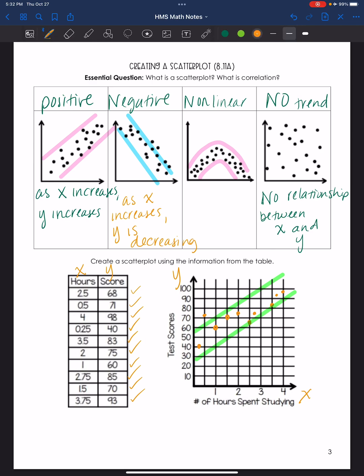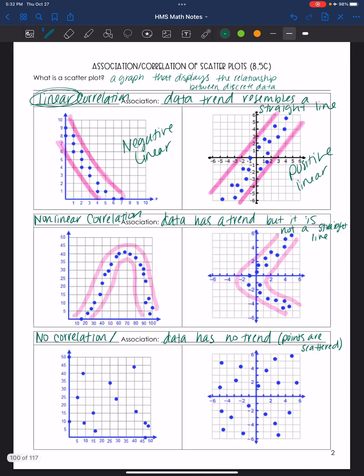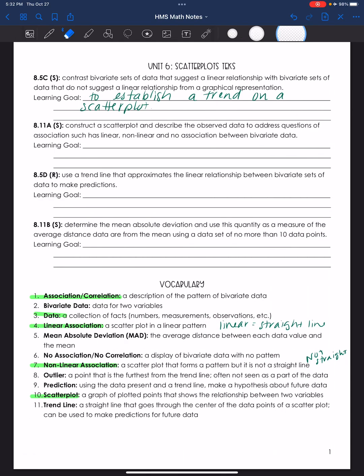All right, one thing I do want to talk about is this guy right here. He is left out. We like to call him an outlier. He's an outlier because he is outside of the line. He's outside of the group. He's just outside. He's an outlier. And he is actually on our front page. Outlier right here is a point that is the furthest from the trend line, often not seen as part of the data.